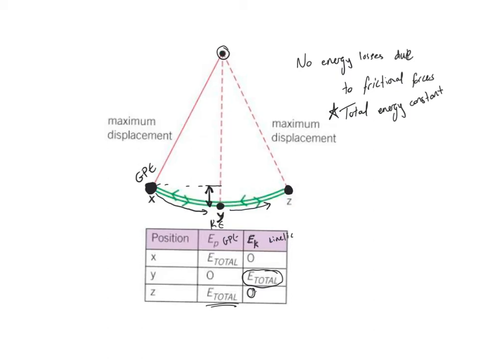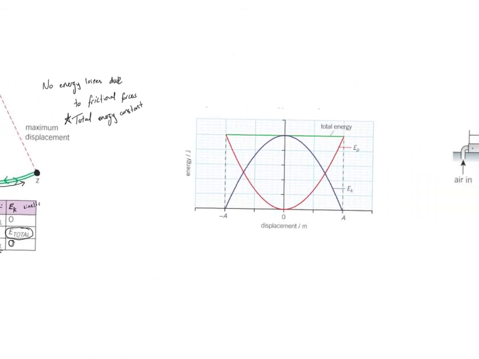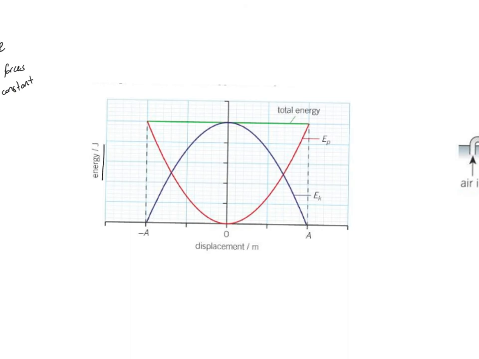We can show this as a very, very simple graph. It's this one here. So you can plot energy versus displacement, and you can draw the curves for the total energy, the kinetic energy, and the potential energy. Now, if you focus on the green line first, the green line is the total energy. So it's flat, it remains constant throughout, from A to minus A, through the zero position. The horizontal axis is the displacement of the object from its equilibrium position.